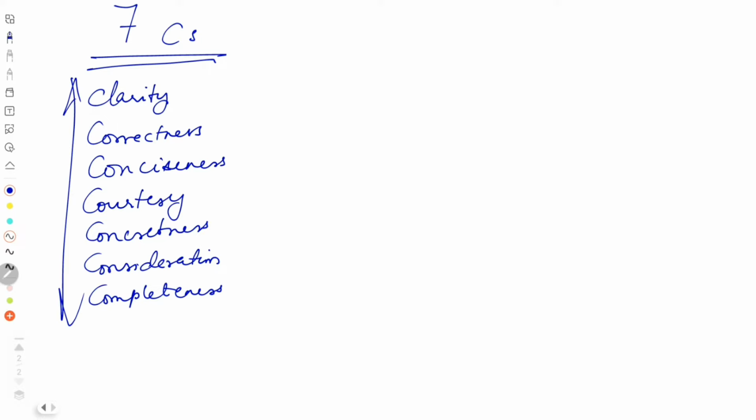Your answers should be clear. It should be correct. It should be concise, but don't make it too compressed. Make sure you give your points adequately. It should be courteous. It should be concrete, that is, it should support facts and figures and be very clear. There should be consideration and there should be completeness. Your answers should be complete with all facts and information, just like a business communication. We can say that communication is successful only when its purpose is fulfilled.